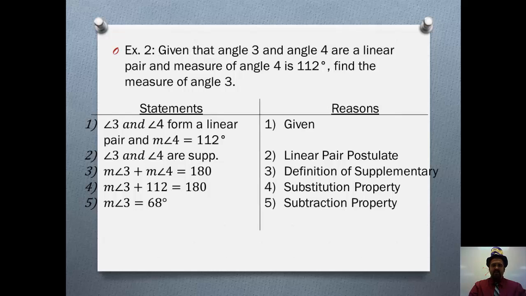So your two methods are you could do each step one at a time, statement and reason, or you could just go through, do all the statements, and then go back in and figure out how you can justify why you did that. I honestly don't care which way you go, but you have to choose one.